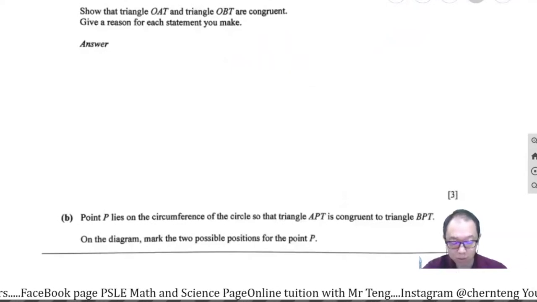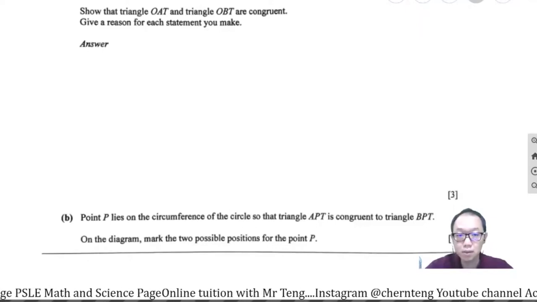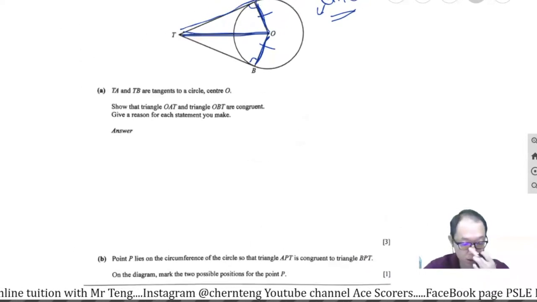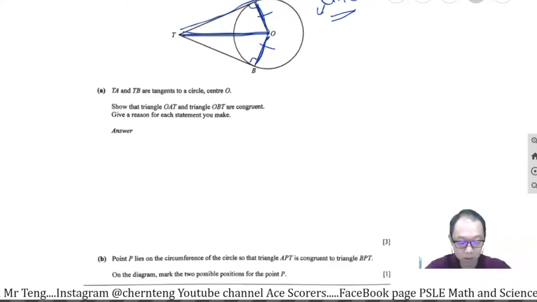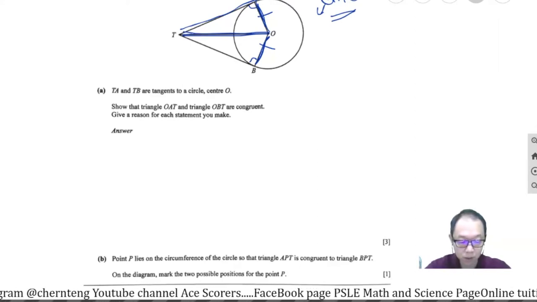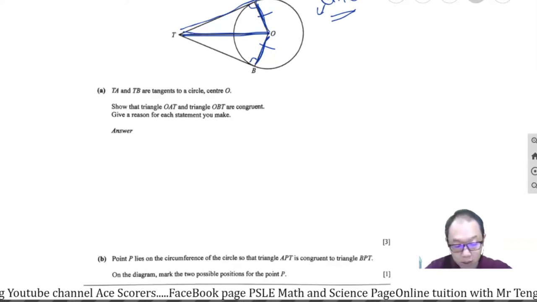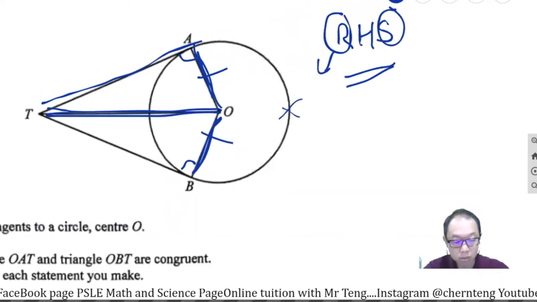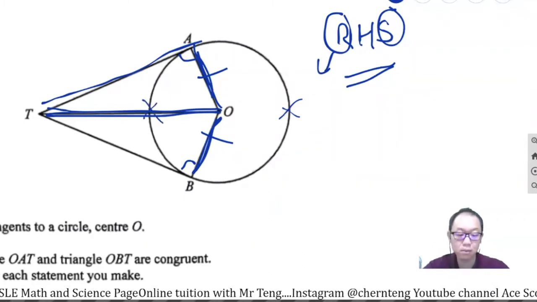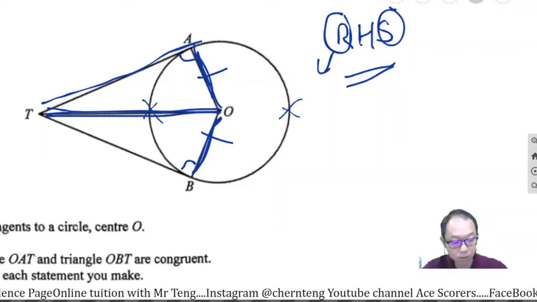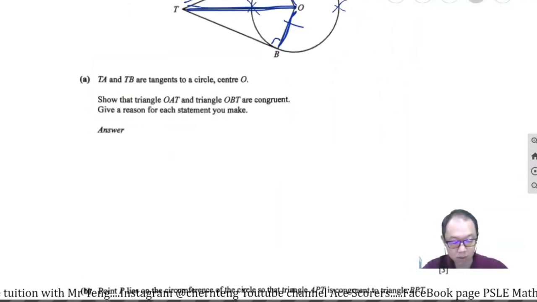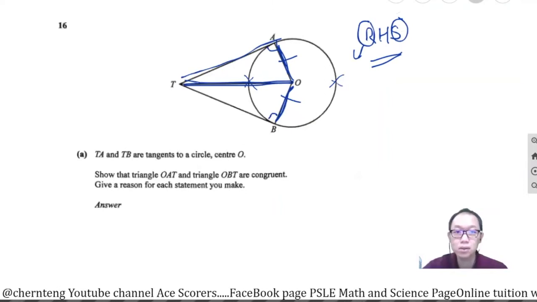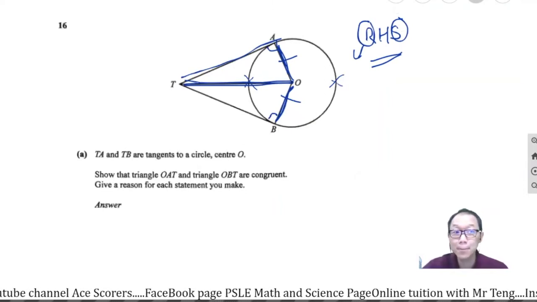On the diagram, mark the two possible positions of point P. Point P lies on the circumference of the circle so that APT is congruent to BPT. Mark the two possible positions for P. Where can P be? The two possibilities: P can be here, and P can also be here. That's all. Do we need to explain? We don't have to explain, just 1 mark. So this diagram is actually quite okay. Any questions for this? No, easy. Okay, next.